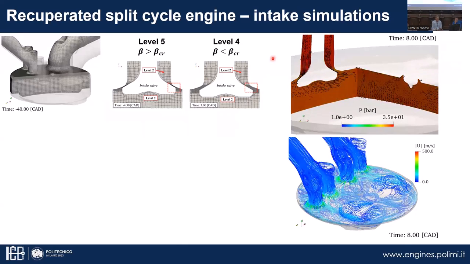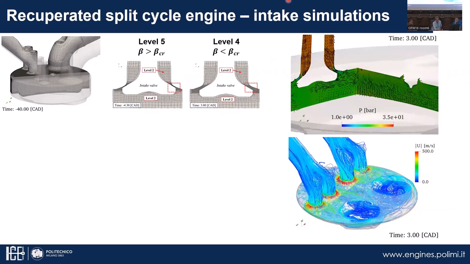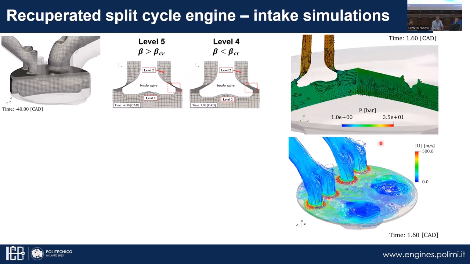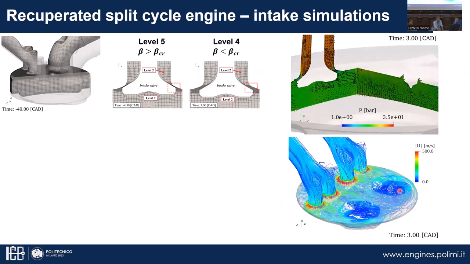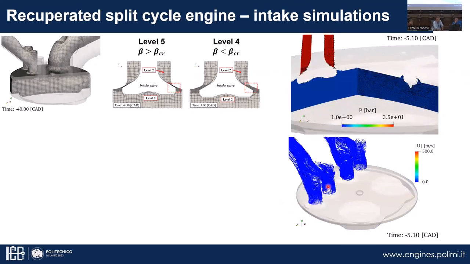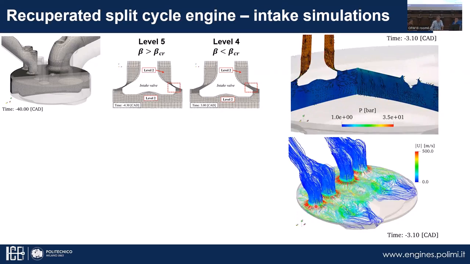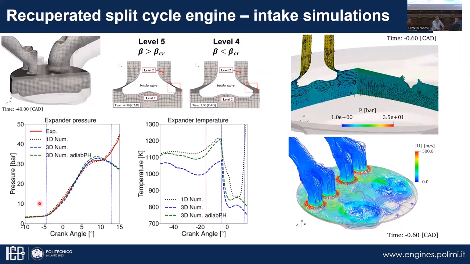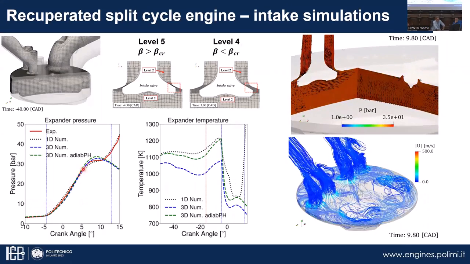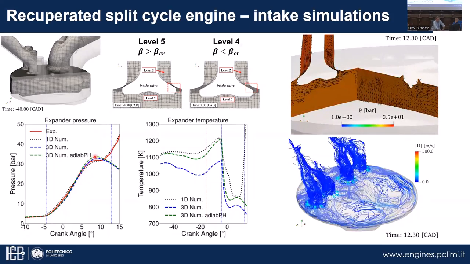And here we can see the movie reporting the computed pressure field on the top and the flow streamlines on the bottom. We can see in particular that towards top dead center, the charge motion is very chaotic, with the flow coming from the different valves, very different from what we can expect in a diesel engine at top dead center.